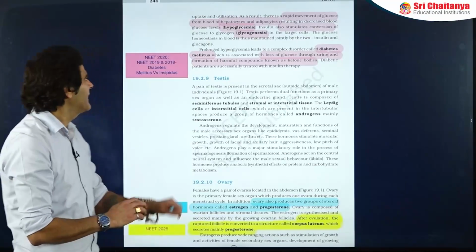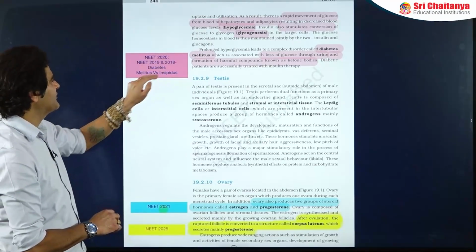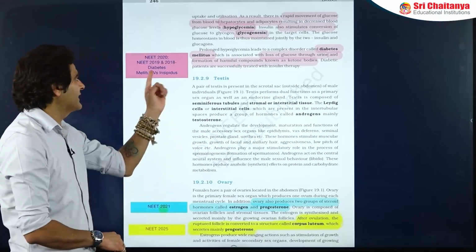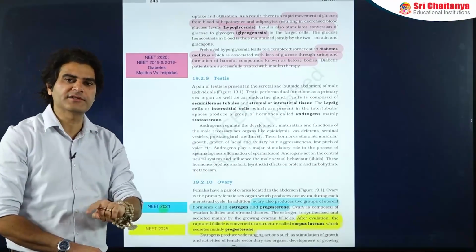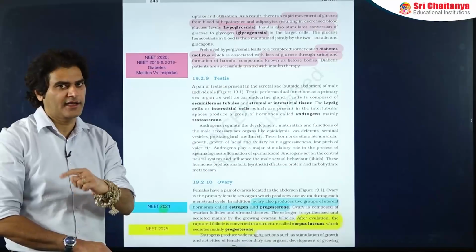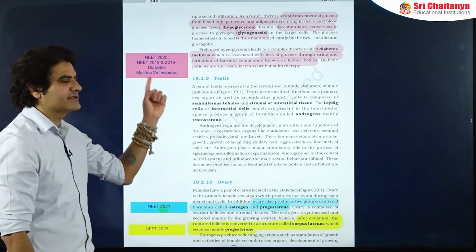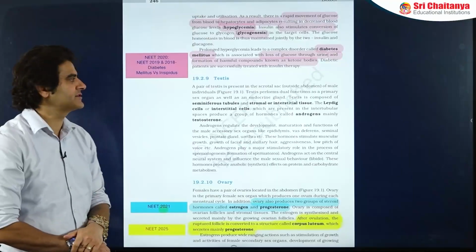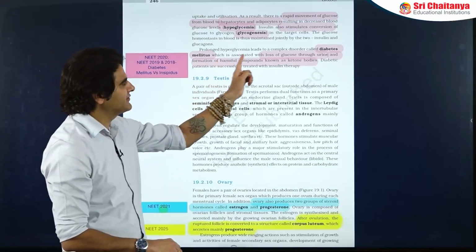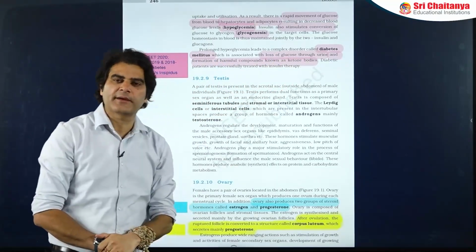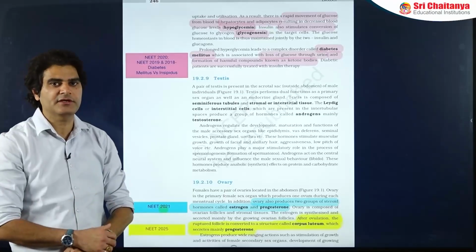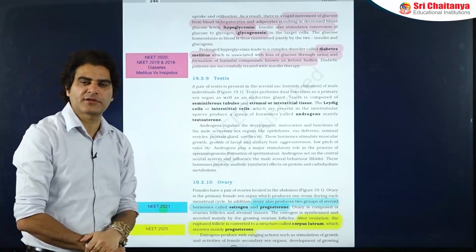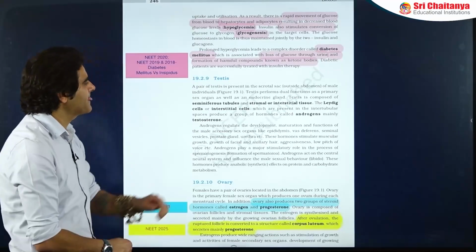As we see, in NEET 2020, 2019, 2018, all three years continuously, there has been a question about diabetes mellitus versus diabetes insipidus. As we discussed earlier, diabetes mellitus is insulin deficiency; diabetes insipidus is ADH deficiency. In diabetes mellitus, there will be loss of glucose through urine, while in diabetes insipidus, there is only loss of extra water through urine. So this is another important area with respect to revision of concepts or hormones from the chapter.